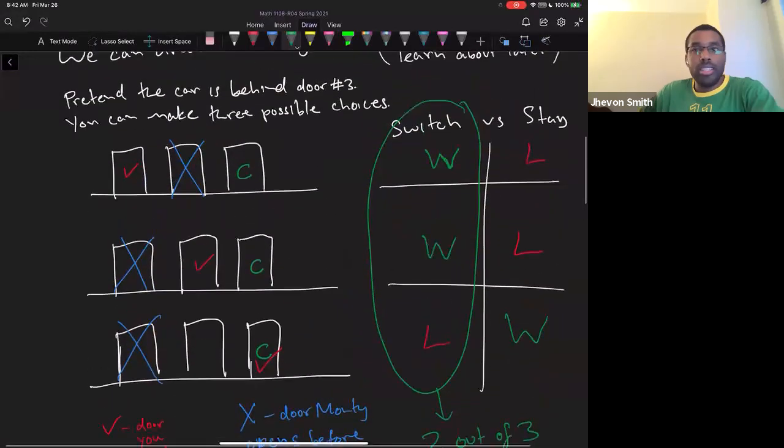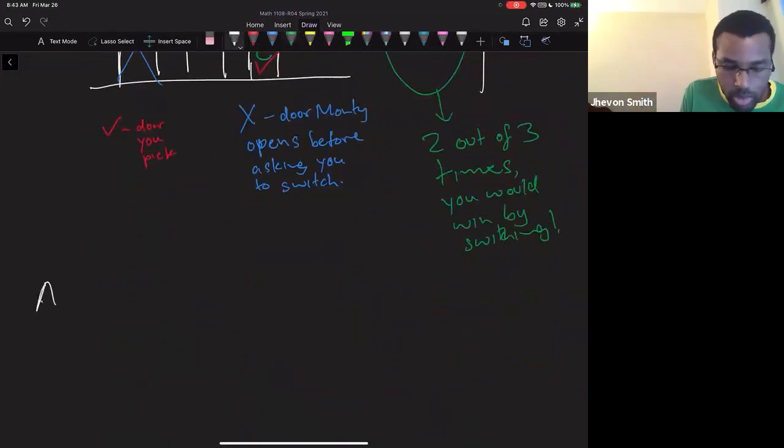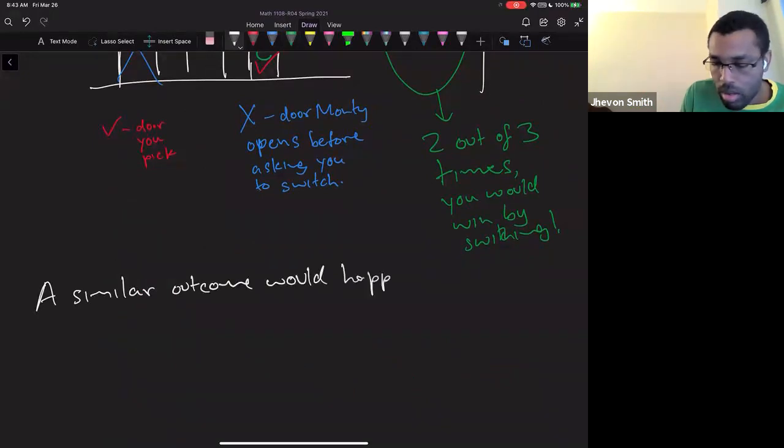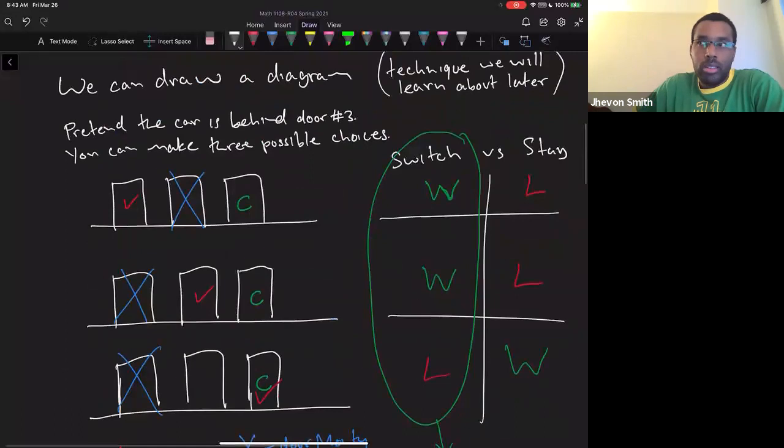Notice that in the stay column, only 1 out of 3 times would you actually win. You would lose in both of the first scenarios. And a similar outcome would happen if the car were behind doors 1 or 2. The same sort of thing would happen, exactly. You'll realize that proportion-wise, 2 out of 3 times you would win by switching.